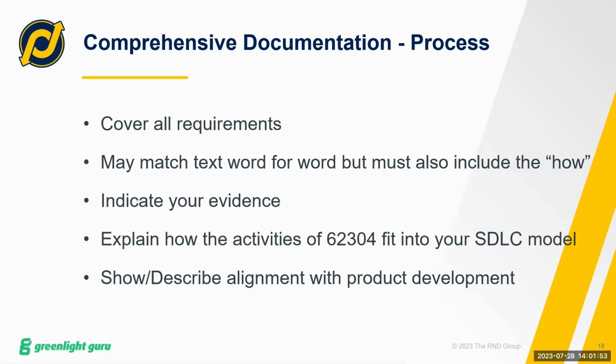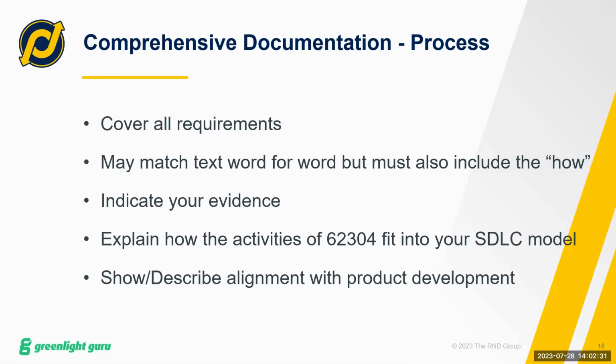So you want to make sure that you cover all requirements. You can match text word for word, but remember 62304 gives you the what, not the how. So even if you do match the text word for word, you have to add more to that text to explain how you're going to do that. You want to make sure that in your process sentences you indicate the evidence. So you're going to say that you have to do something by doing it this way, and you're going to produce this evidence so that it's clear how you have that proof that you performed that activity.